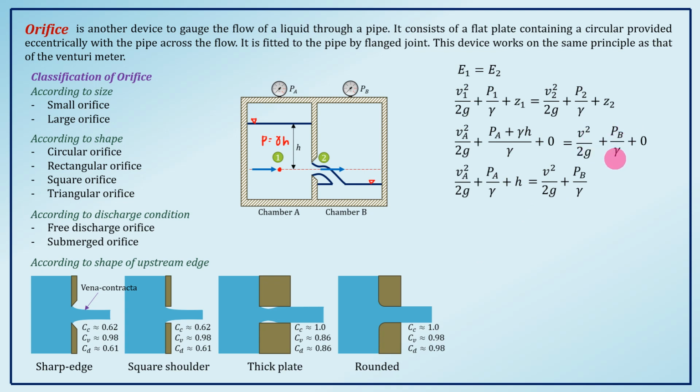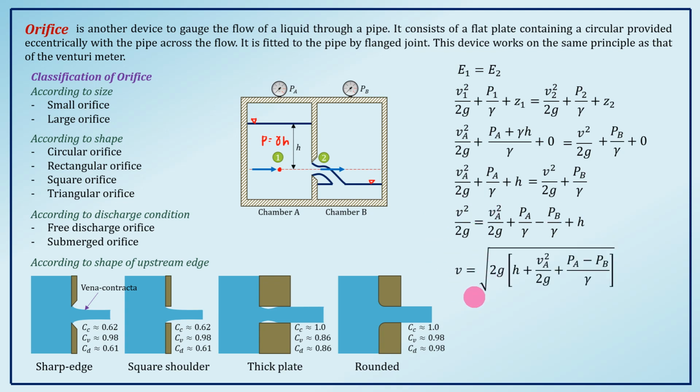So we will solve for the velocity measured by the orifice. Let's transpose this PB over gamma to the other side of the equation. So we have V squared over 2g equal to VA squared over 2g plus PA over gamma minus PB over gamma plus h. Then solving for V, multiply both sides by 2g, then apply the square root to both sides. So we have V equal to the square root of 2g multiplied by h plus VA squared over 2g plus PA minus PB over gamma.